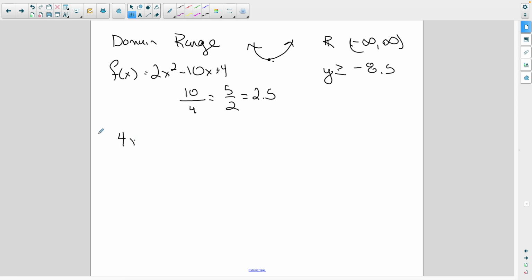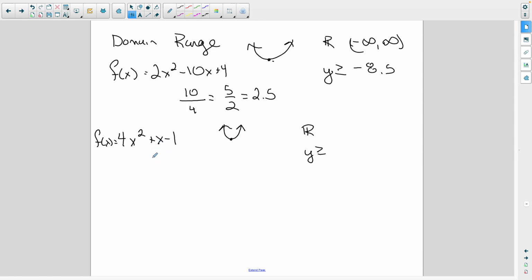Oops, let me write this. F of x is equal to 4x squared plus x minus 1. Again, so this is still a parabola. My domain is still all real numbers. So I need to find out what my range is. Y is greater than or equal to because it's a regular parabola.